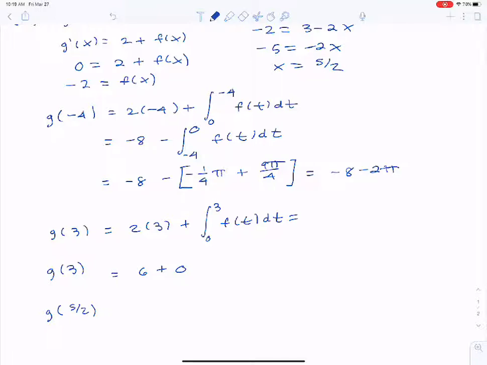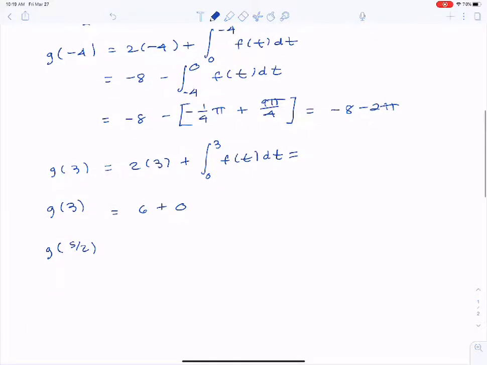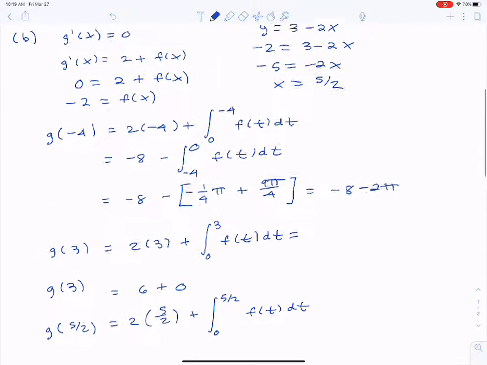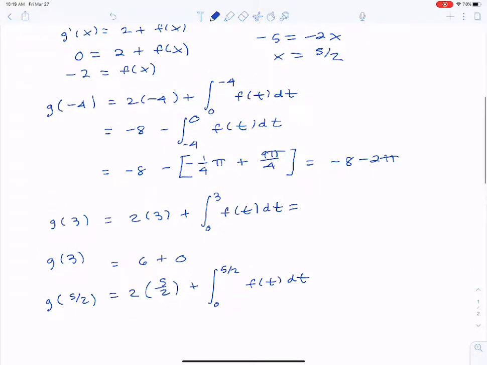Now the last thing I need to do is figure out g of 5 halves. So I think you guys would agree that's going to be 2 times 5 halves plus the integral from 0 to 5 halves of f of t dt. I keep on scrolling back and forth. So before I do, just make sure that makes sense to you. It's very similar to what we've been doing. So in this case, I'm going to get 5 plus, and I'm going to have to go and evaluate this.